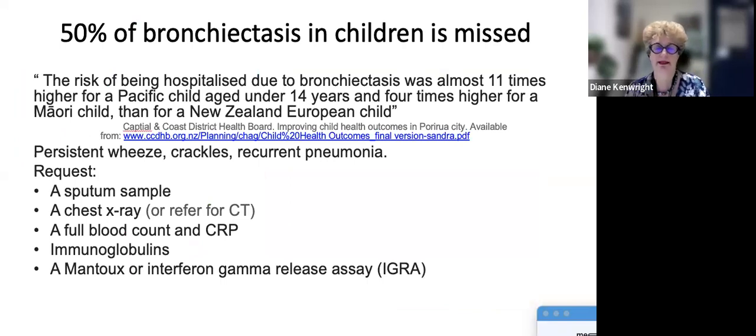All right, this is a shocking statistic. 50% of bronchiectasis in children is missed. It is 11 times higher for a Pacific child and 4 times higher for a Maori child than for a New Zealand European child. So if you have a child that has wheeze, crackles, and or recurrent pneumonia, please request these investigations: sputum sample, X-ray, blood count and CRP, immunoglobulins to see if they're raised, not to see if they have plasmacytoma, and you need to test for TB as well.